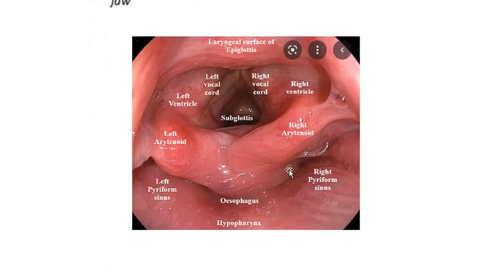So this is how we can see in the direct laryngoscope. So what is this? This is the posterior and lateral surface of the epiglottis. This is the free margin of the epiglottis. So what are these? These are the arytenoid cartilages. These bulges are the arytenoid cartilages. So what is this fold? Aryepiglottic folds. Very good, excellent.